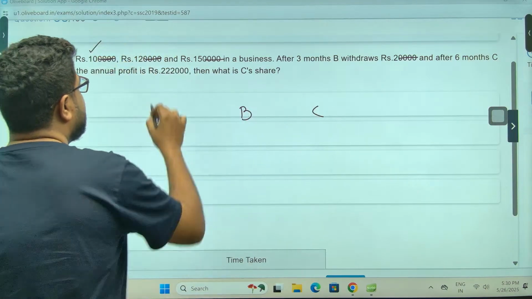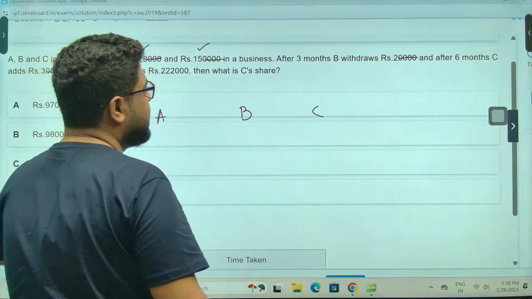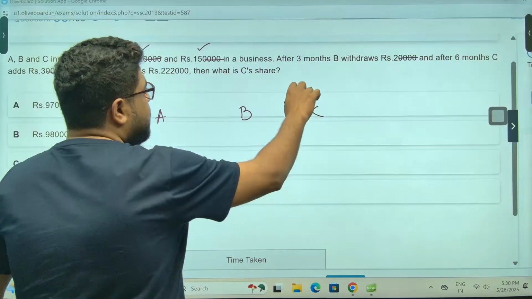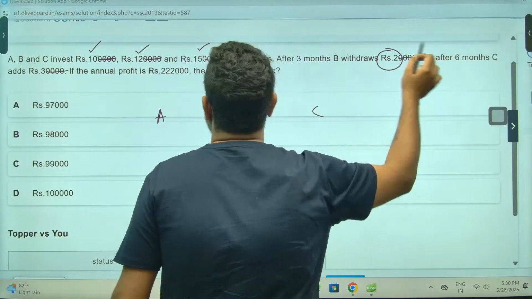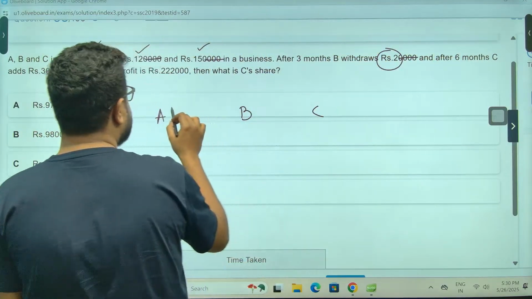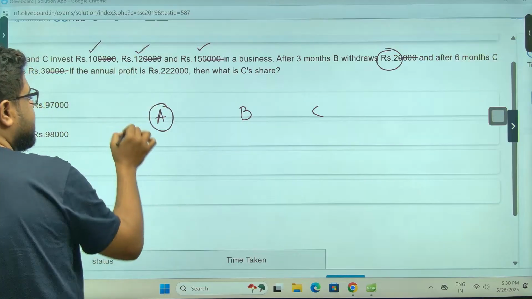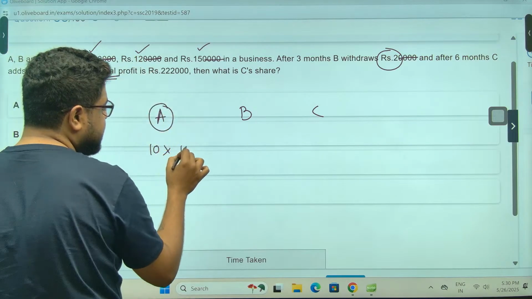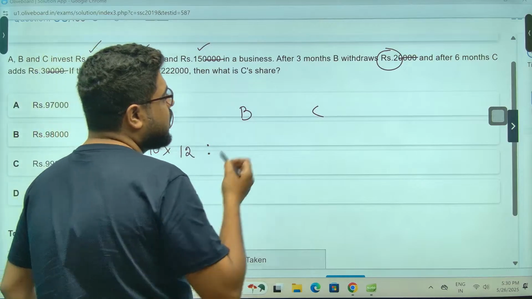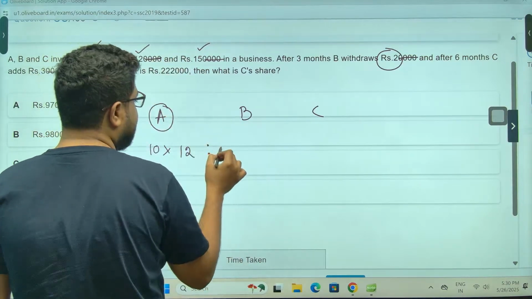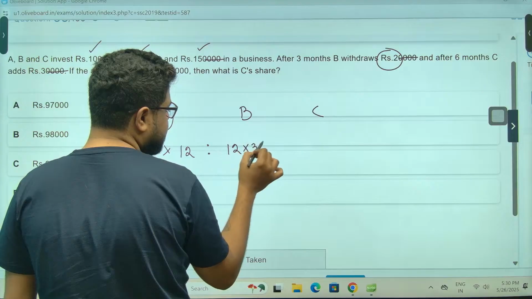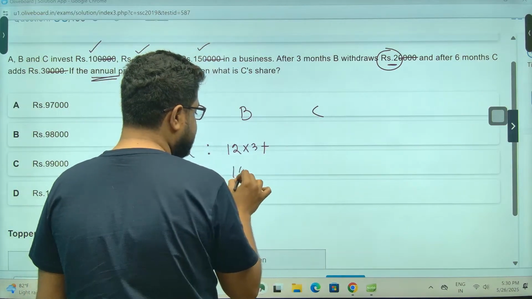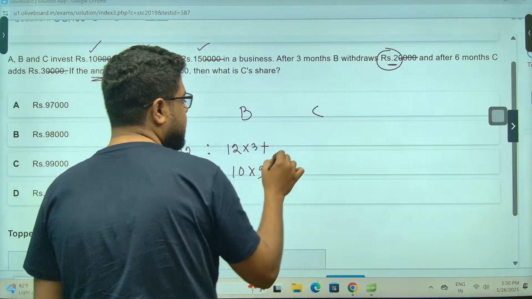10 rupees, 12 rupees, 15 rupees. 3 months. That means whatever happened for the first 3 months, B withdrew 2 rupees after that. A has not mentioned anywhere, meaning A's 10 rupees was there for the total 12 months of business. What about B? B's 12 rupees were there for the first 3 months. Then B withdrew 2 rupees, so his capital is 10 rupees for the remaining 9 months.